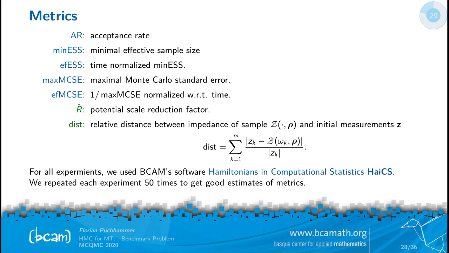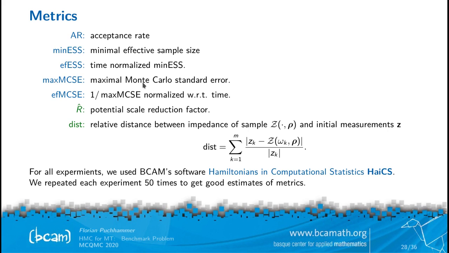Okay, now as to our benchmark, let me very quickly sum up which metrics we're going to use. So we will take a look at the acceptance rate, of course. We will consider the minimum effective sample size, which means basically the number of uncorrelated samples. We normalize this one with respect to time to get the effective sample size, so to say.